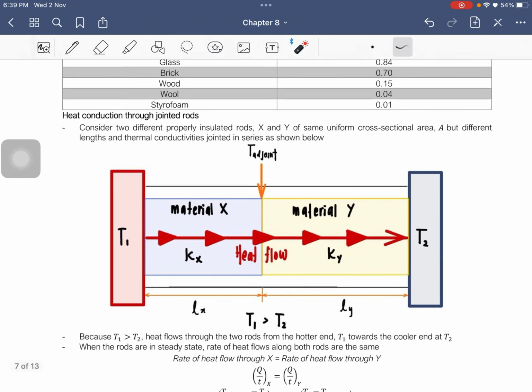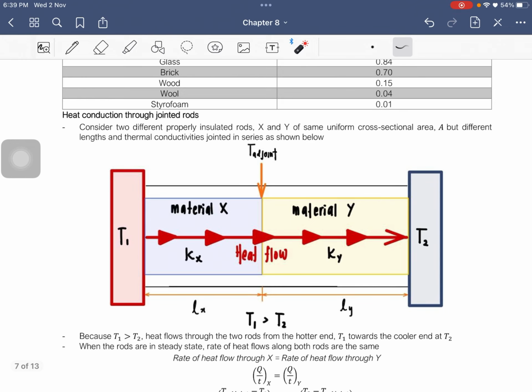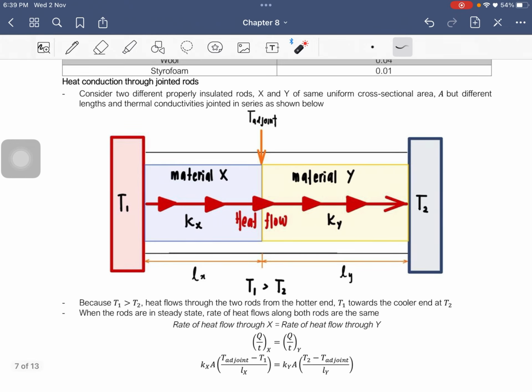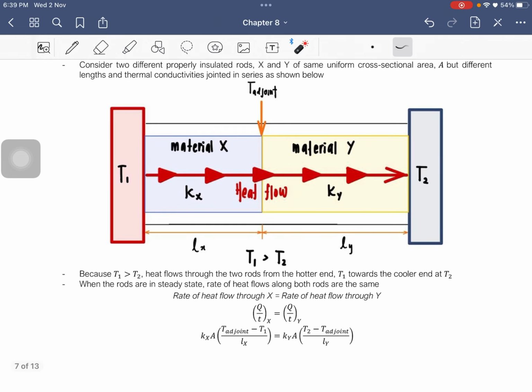Okay, so let's look at heat conduction through jointed rods. So let's consider these two different properly insulated rods, X and Y. They are both insulated and have the same uniform cross-sectional area, but they have different lengths and thermal conductivities. Okay, so sekarang T1 ni is greater than T2. So heat is flowing from this slab to this slab here.